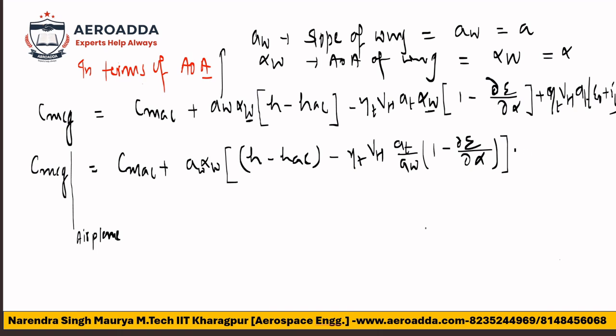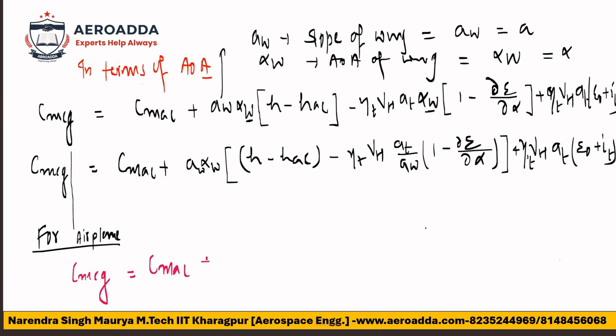this bracket is what? Eta T BH AT, right. So for airplane, what will you write? You can say CMCG, CMAC instead of AW, because whatever the angle of attack of the wing will be the angle of attack of the aircraft or airplane. So better, instead of AW alpha W, you can write only A alpha. I hope you understood my point. Correct. So what you will have?